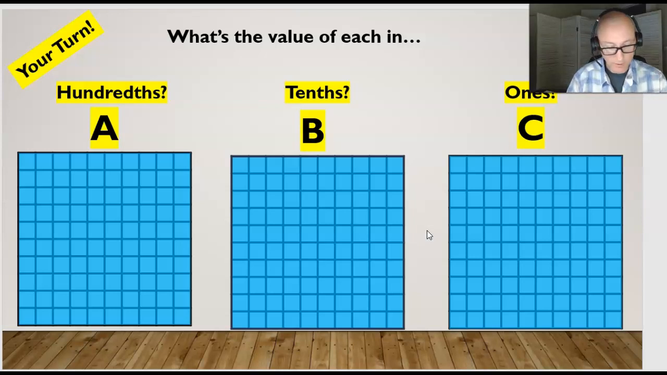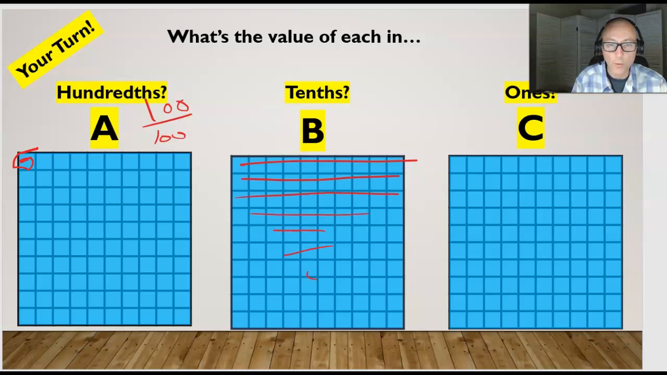All right, how'd you do? Hundredths. Hundredths of the little guys. How many hundredths are here? 100 hundredths. How many tenths are here? Tenths are the long ones. You can go horizontally if you want. I'm going to go horizontally because I've already started that way. 3, 4, 5, 6, 7, 8, 9, 10. 10 tenths. 100 over 100.